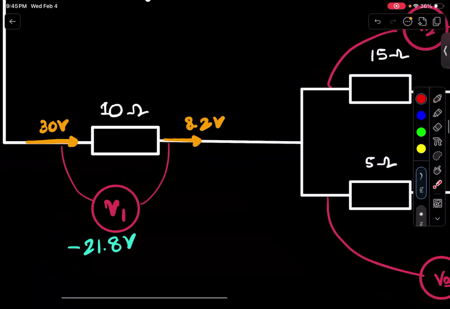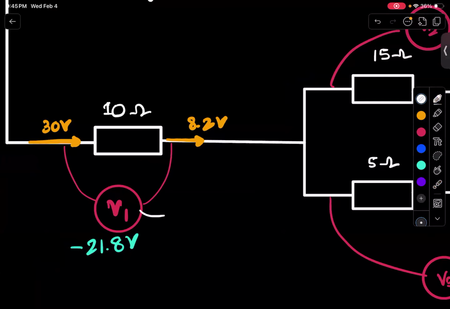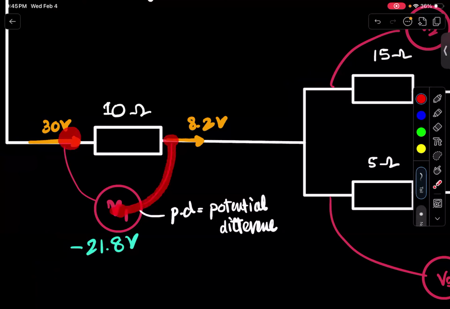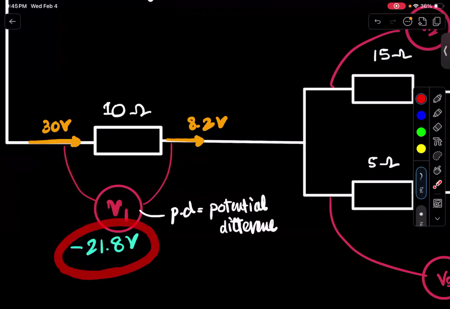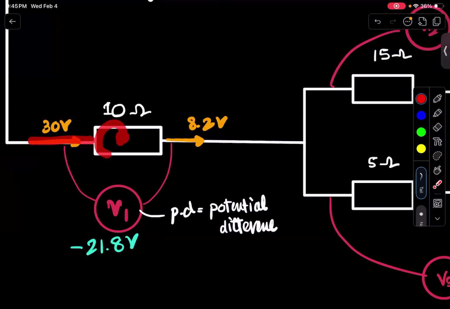So what the voltmeter does is it is literally calculating the potential difference, right? What does the potential difference mean? It literally means the difference in the voltage between this point and this point. That's why we connect it like this in parallel, right? The potential difference between this point and this point is 21.8 volts, which is also the voltage used up by the 10 ohm resistor. So 30 volts was over here, and this mean little resistor stole all our volts, and it's only giving off 8.2 volts to the rest of the circuit, right?